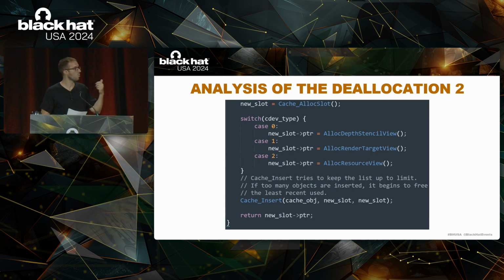It will then call one of these three functions, which basically allocate a DirectX object, some graphics object. Then it will store it inside the cache slot, and then it will call cache insert. The actual problem exists inside the cache insert function, because this function tries to keep the hash table up to a certain size. So as you keep inserting objects inside the hash table, it will start freeing, deallocating the least recently used objects. And that would probably create some dangling pointers inside the host application of VMware.